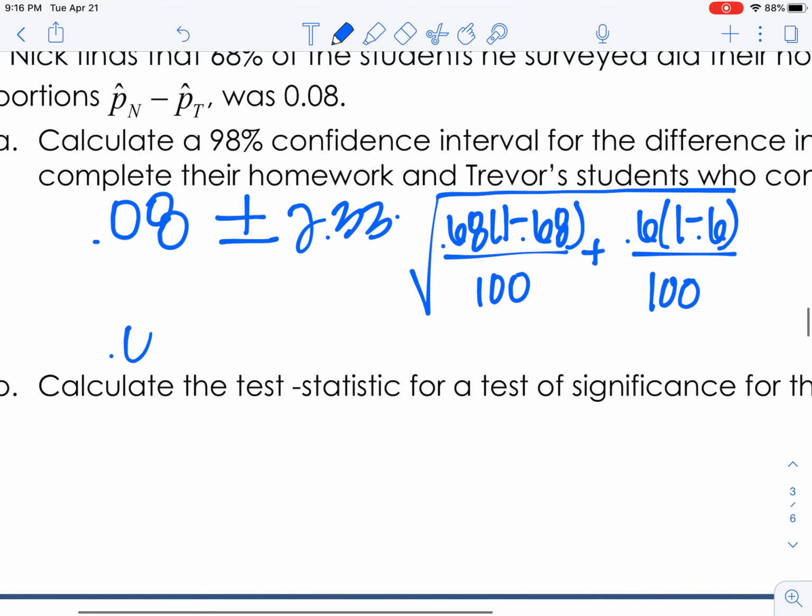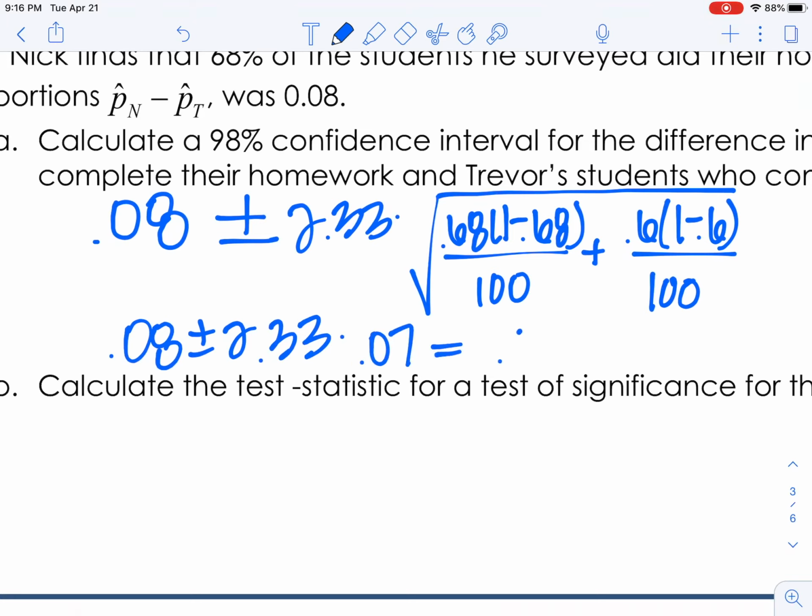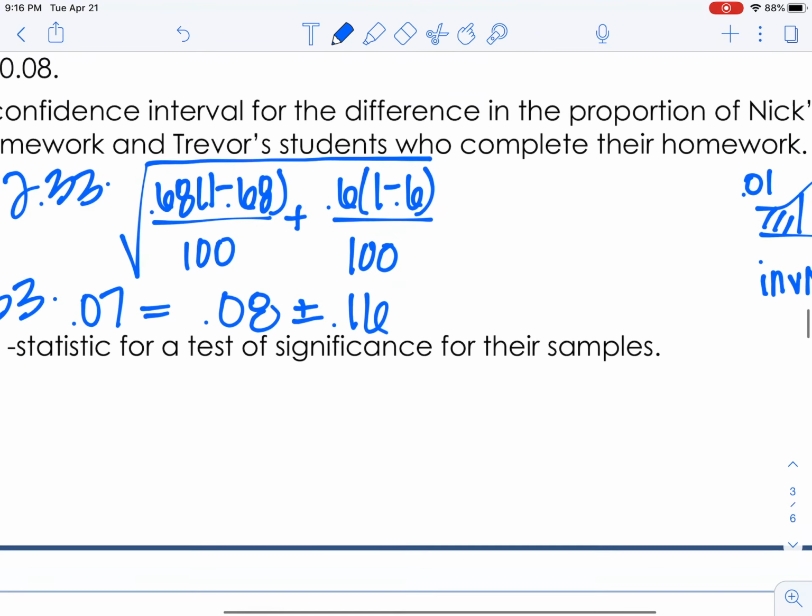So I have 0.08 plus or minus 2.33 times 0.07. And so I'm going to multiply that 2.33 times 0.07, and I get 0.16 as my margin of error. So when I subtract that, I get the lower value of my interval, which is negative 8%. And when I add it, I get positive 24%.